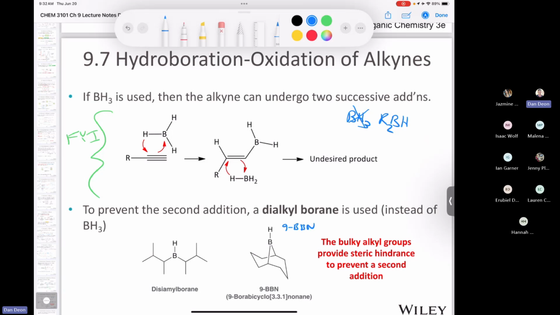9-BBN, okay, and it's totally fine to just write that one. Dicyamylborane is shown in here as well. I've been teaching this class for a long time, and I don't remember the last time a student brought up dicyamylborane, but I will add this because I have a few students who are interested in things like MCAT or DAT.